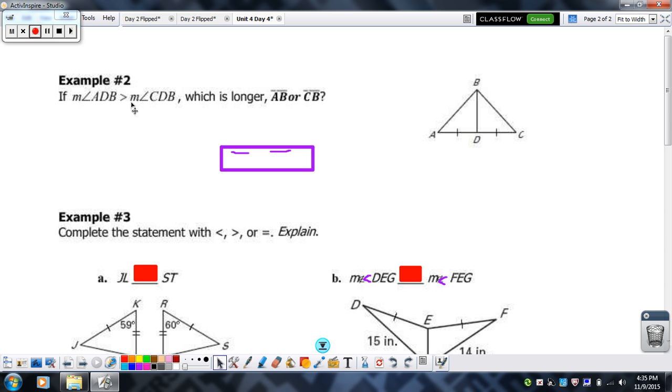Coming over to example number 2, they've given me that the measure of angle ADB is larger than the measure of angle CDB. Since this angle is larger than this one, I know the side across from it must also be larger. So AB must be larger than CB. Once again, even though only one pair of congruent sides is marked, we can see that both of these triangles share this side here, and there's my second pair.